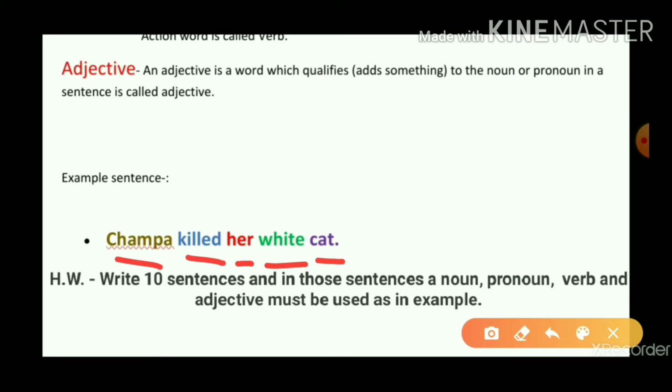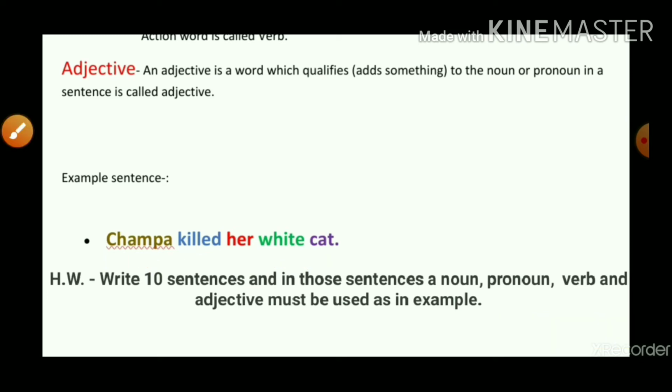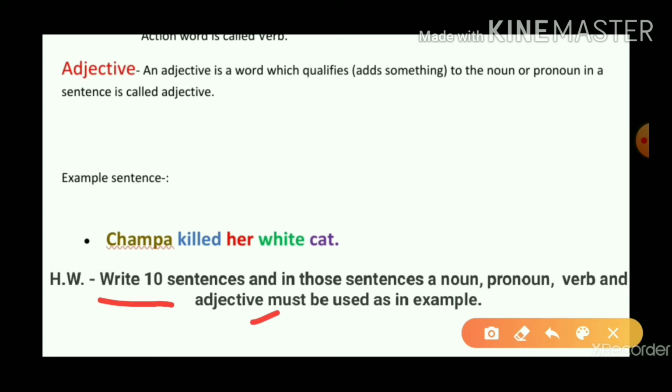This is one of the best examples you can have. Over here I have given you a homework. Write 10 sentences, and in those sentences a noun, pronoun, verb and adjective must be used as in the example.